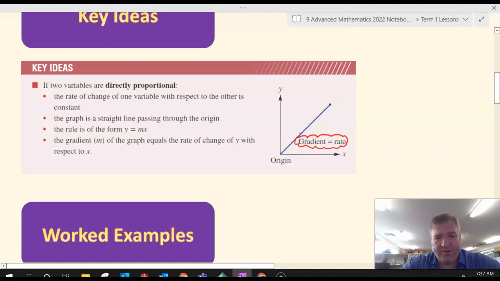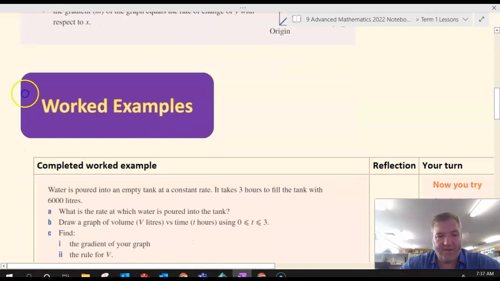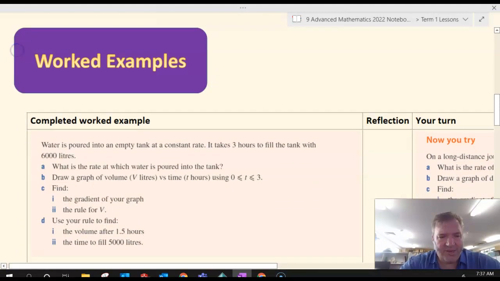So really, all we're doing is sketching straight lines where the y-intercept is 0. That's all this exercise is about. So you're going to find it fairly easy. Let's have a look here.